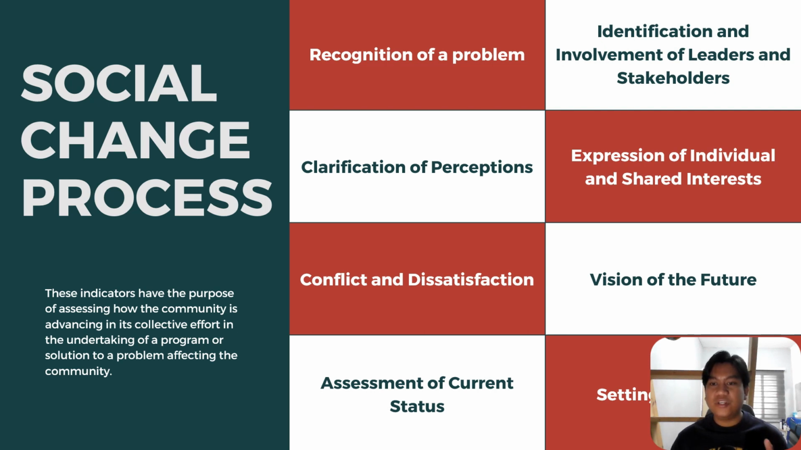Next is the vision of the future. Once a community has passed through the previous stages, it would be ready to plan where it wants to be in the future and to figure out the ways for getting there. Next is the assessment of current status. In order to identify a course of action, the community may already be motivated at this point to evaluate the scope and severity of the issue.